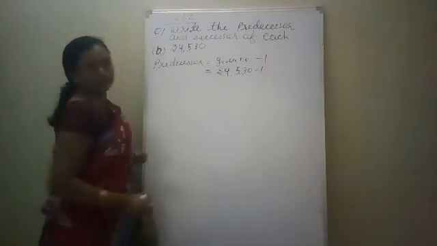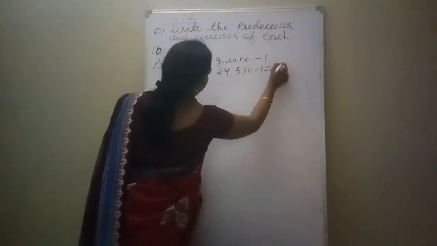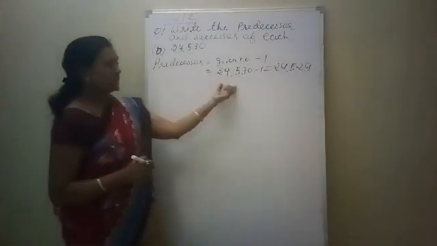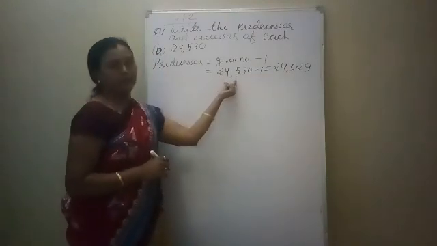24,530 minus 1. So your answer is 24,529. That is the predecessor of the given number.